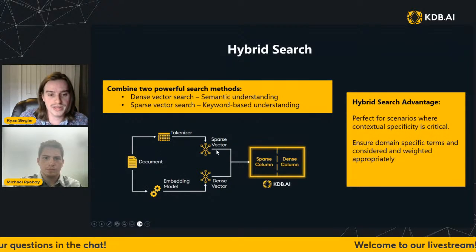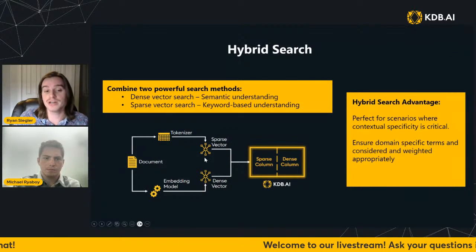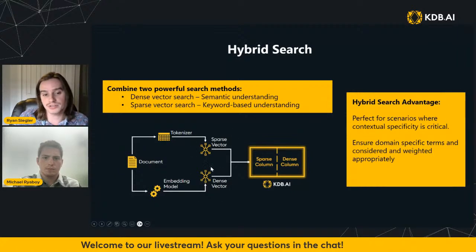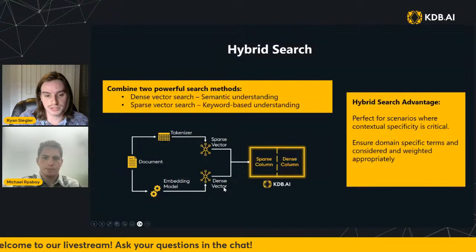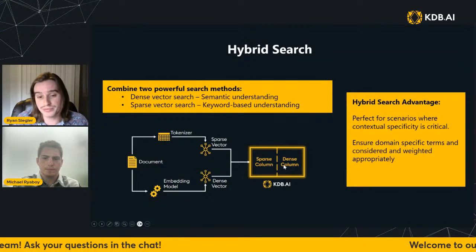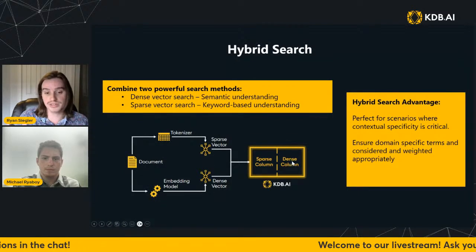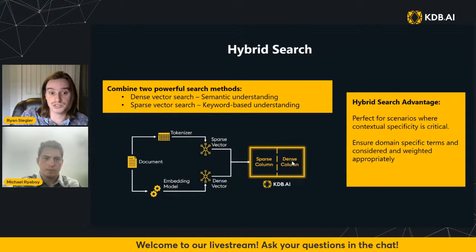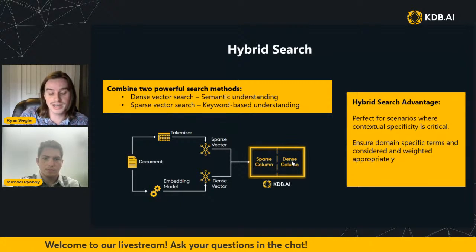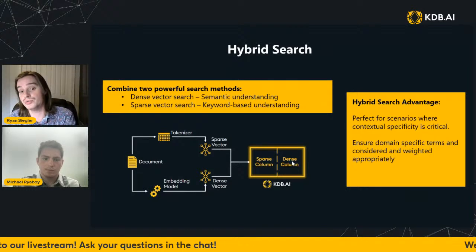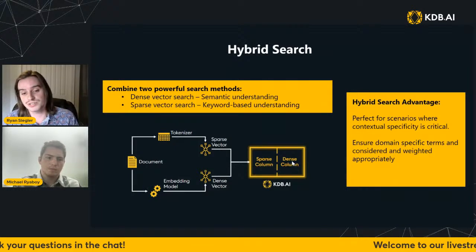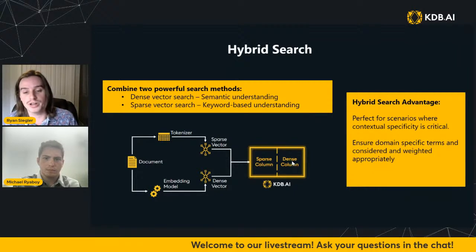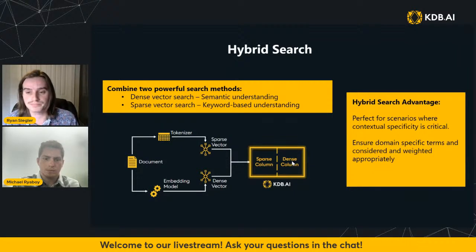So with this, we have the ability to capture the keywords within our documentation as well as the underlying meaning within our documentation. And then we can store both of these types of vectors within different columns within our vector database. And from here, we're able to actually do two different searches and then combine the results to have A, dense vector search results, and B, sparse vector search results, capturing semantic meaning as well as specific keywords.